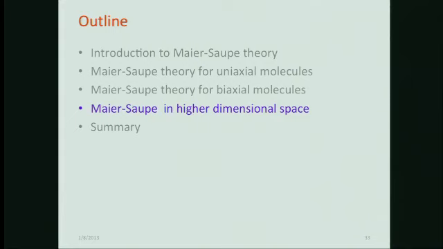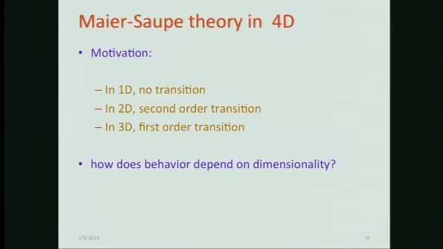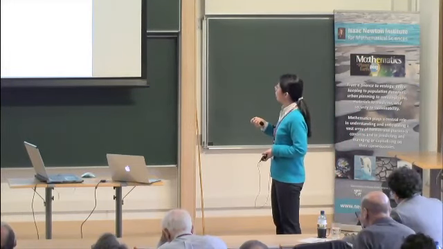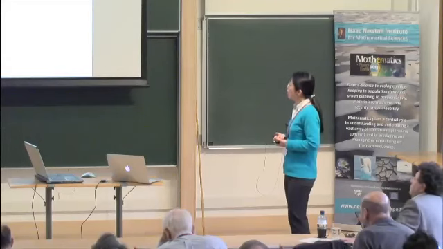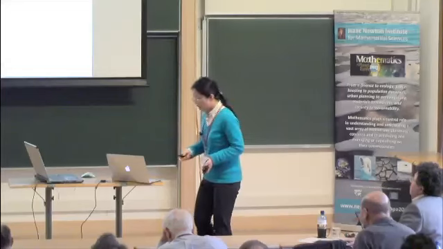So finally, I'm just talking, for fun, about how the Maier-Saupe behaves in higher dimensional space. The motivation is from here. If we consider a one-dimensional model, which means you have rod-like molecules all oriented in a one-dimensional lattice, then there's no degree of freedom of the orientation at all. So all the molecules are always in nematic phase, so no transition. In 2 dimensions, people predict a second order transition. In 3 dimensions it is a first order transition. So we are asking the question, how does the behavior depend on dimensionality?